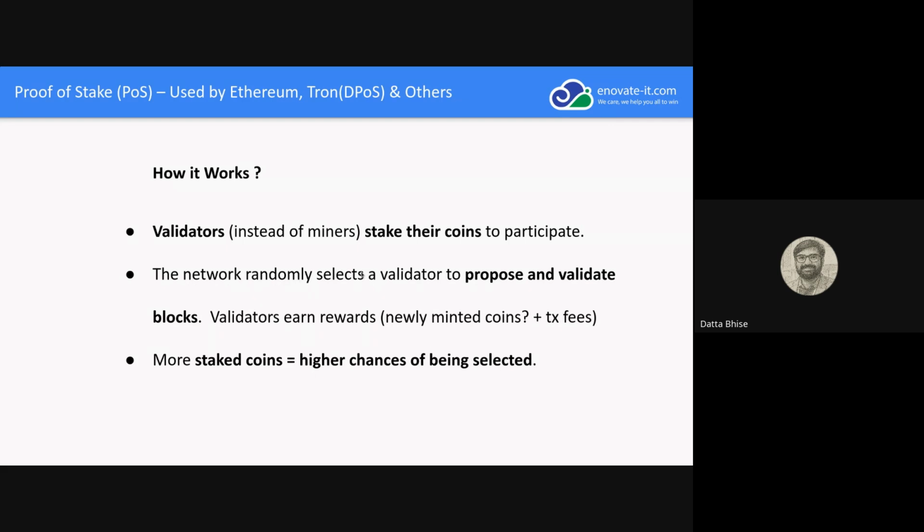So in proof of stake, validators stake their coins and participate, and the network randomly selects a validator to propose and validate. Now, randomly means mostly that whoever has more staked coins, the network tries to select that validator more times to create the blocks. Okay, this is proof of stake.